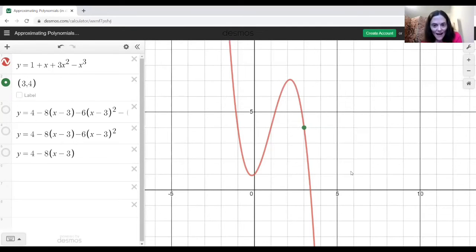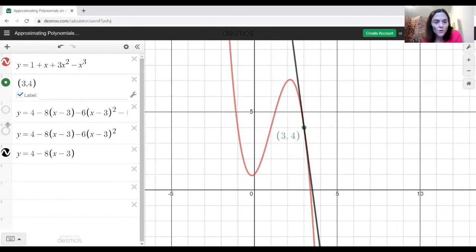So we are looking at the graph of this polynomial, 1 plus x plus 3x squared minus x cubed. And here is the point (3, 4) on the graph. So if we look at the tangent line, we see this is the best linear approximation to my polynomial nearby x equals 3. This is calculus 1, but this is the first order partial sum of this polynomial that we made by taking the kth derivative, evaluating at the center, divided by k factorial.